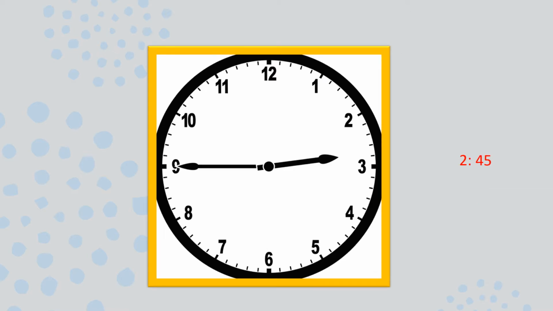When the minute hand is at 9 and the hour hand is between any two numbers, we read the time as quarter to the next hour. In the given clock, the minute hand is at 9 and the hour hand is between 3 and 4. So, we read the time as quarter to 4.